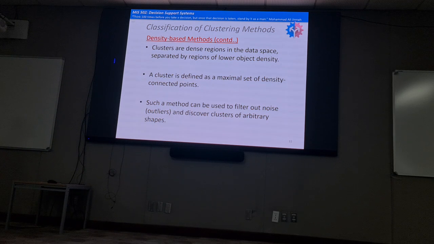So clusters are dense regions. Clusters are dense regions in the data space separated by regions of lower density objects. Let me show you.